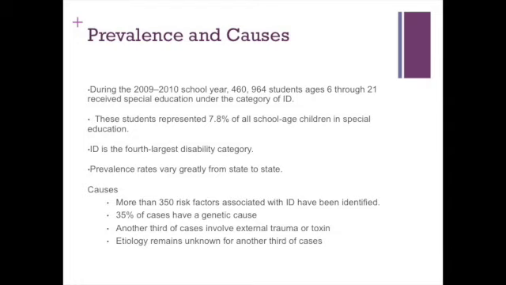So as far as causes, we know that there are more than 350 risk factors associated with intellectual disabilities that have been identified. 35% of cases have some sort of genetic cause. Another third of cases involve some sort of external trauma or toxin. But the truth is that for about a third of the cases, there's nothing that we're able to identify as a cause or risk factor for students with intellectual disabilities.